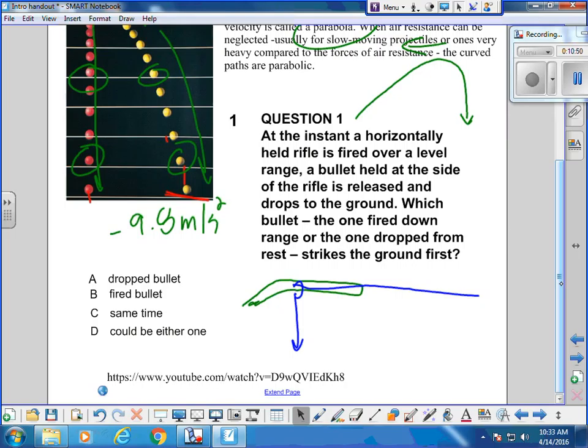No. You've got a bullet on the side. Like you got your bullet in one hand and you pull the trigger, and then at the same time you pull the trigger, you drop the bullet. So one bullet goes flying out sideways. The other one just drops straight down. Okay? Which one hits the ground first? The one that's dropped, the one that's fired, same time, or it could be either one.